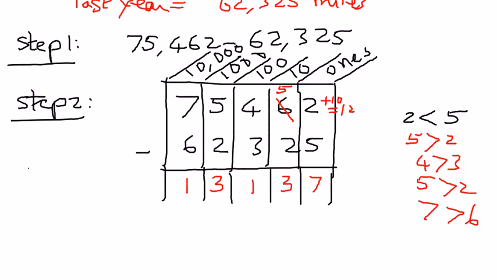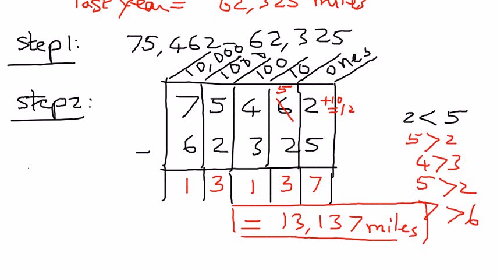So therefore when we subtract 62,325 from 75,462, the answer we're going to get is 13,137. So if we want to find out the number of miles we have driven from last year to this year, we have driven 13,137 miles, and this is our answer. This is where we want to leave it.